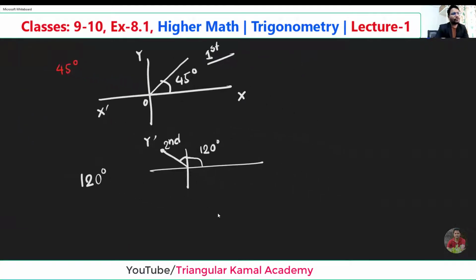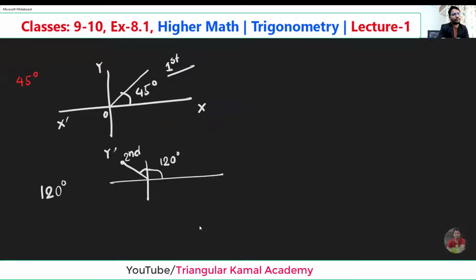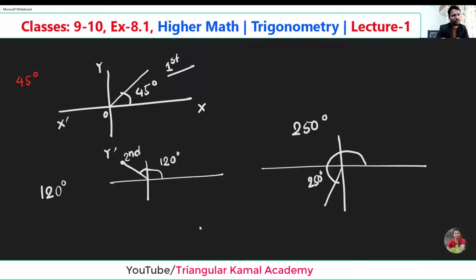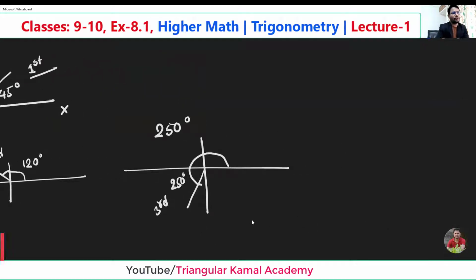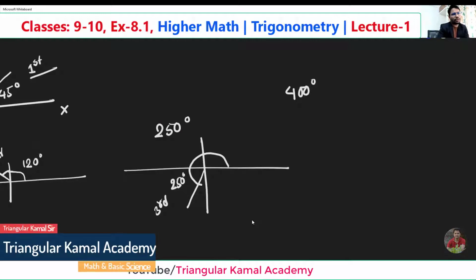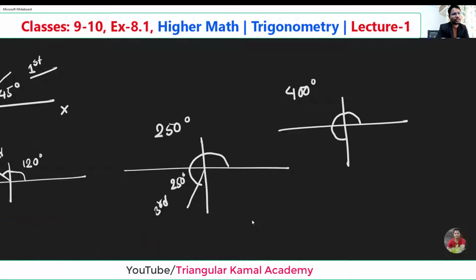In the same way, if we draw 250 degrees, that means 90, then 180, and 250 is just 20 degrees less than 270, so it will be in the third quadrant. Similarly, if we draw 400 degrees: first 90, second 90, 180, then 270 and 360. So 360 plus 40 is again repeating here in the first quadrant.